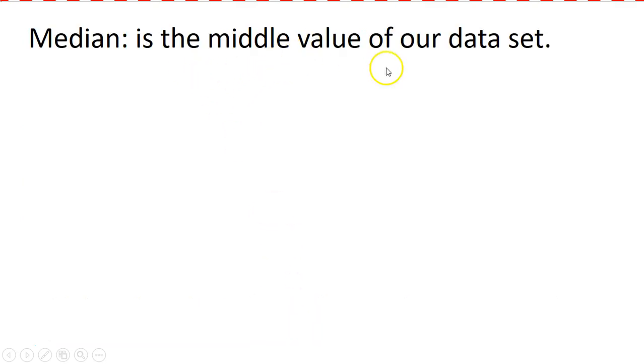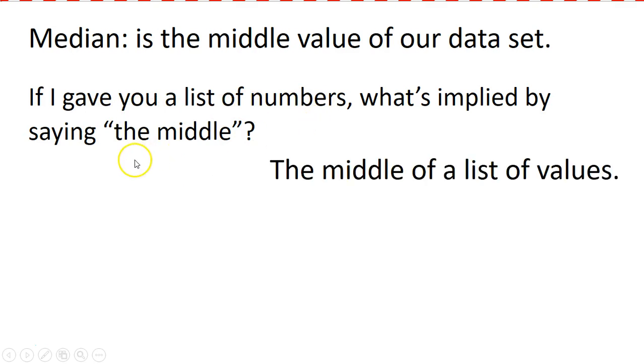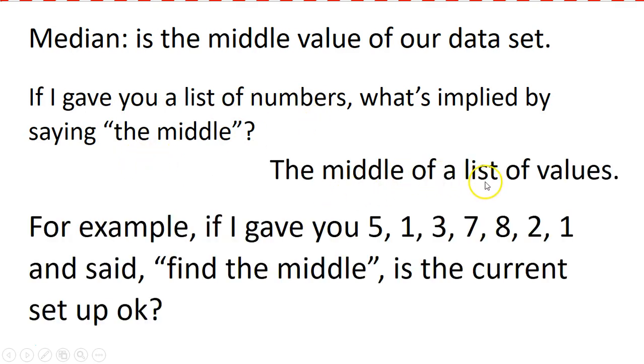The median is the middle value of our data, the exact middle. If you arrange the data from low to high, the middle is the median. If I gave you a list of numbers, what's implied by saying the middle? The middle of a list of values. So for example, if I gave you all of these.